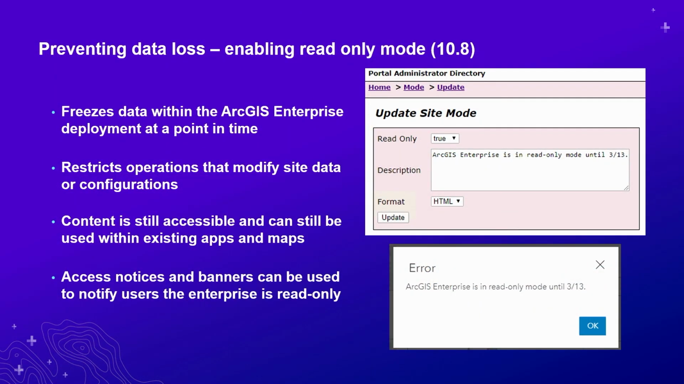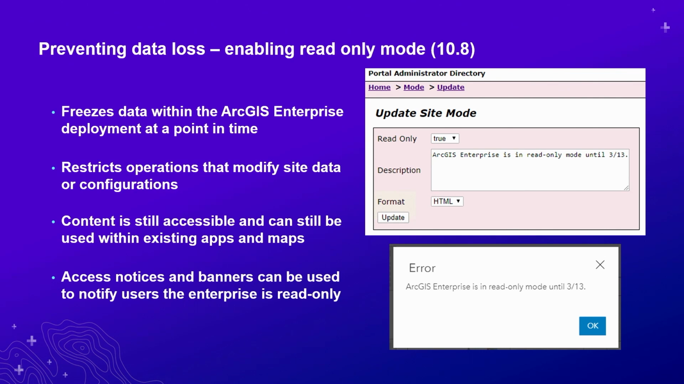So new at 10.8, we've introduced read-only mode. What read-only mode does is freeze the data within ArcGIS Enterprise at a point in time. This is handled within the Portal Administrator directory, so it's initiated from Portal, and it will turn Portal and Server read-only, and also disable any editing for hosted services from the Portal. Again, this will restrict any operations that modify site data or configurations, but content is still accessible. So content can't be edited or modified or deleted, but content can still be accessed.